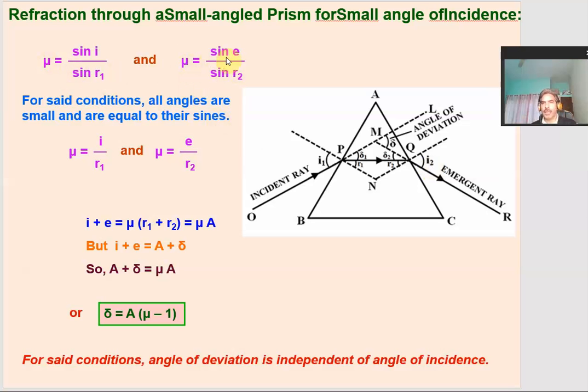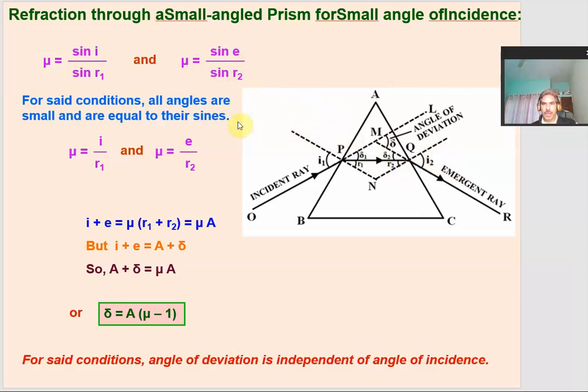So it becomes mu equal to sine E, where E is the angle of emergence, which acts as the angle of refraction here, right? So in place of I2, you take it as E, the angle of emergence, divided by sine of the angle of incidence, which is R2 here.